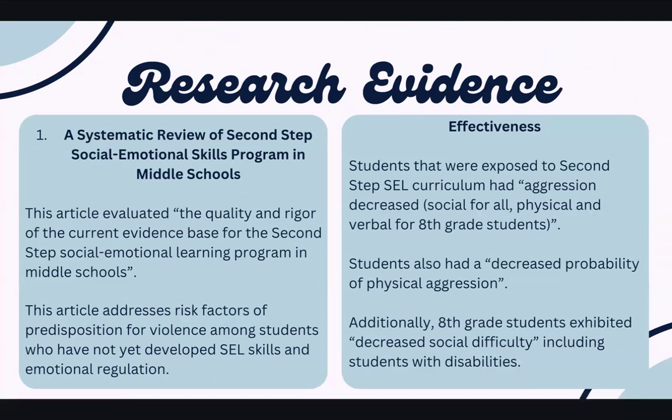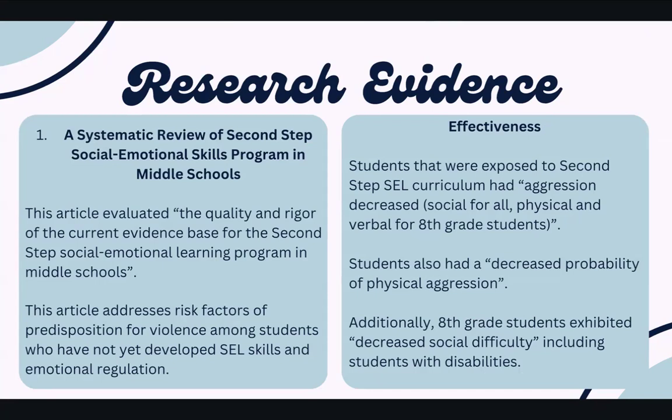Excellent. So for some of the research evidence that we found, I wanted to look into four articles. The first one is a systematic review of Second Step, a social emotional skills program in middle schools. This article talked about the quality and rigor of the current evidence base for Second Step in middle schools. It also addressed the risk factors of a predisposition for violence among students who haven't yet developed SEL skills and emotional regulation.